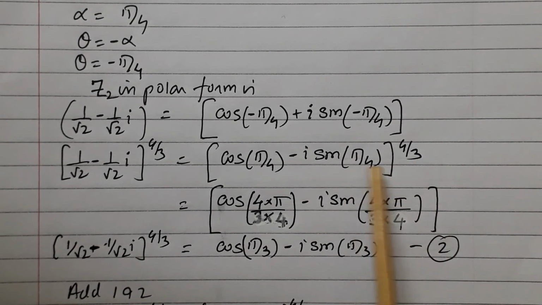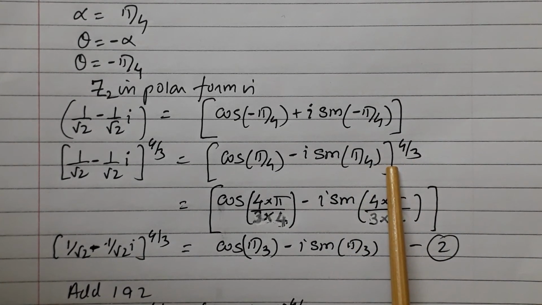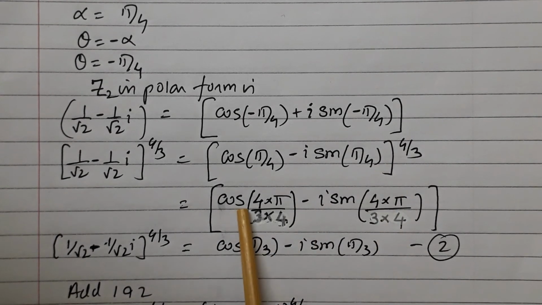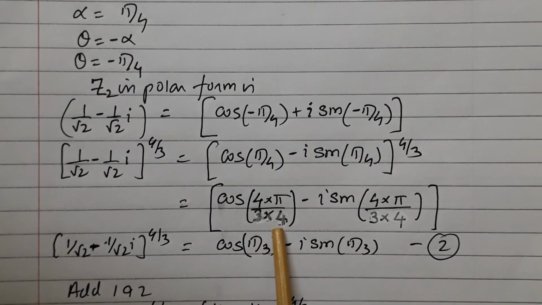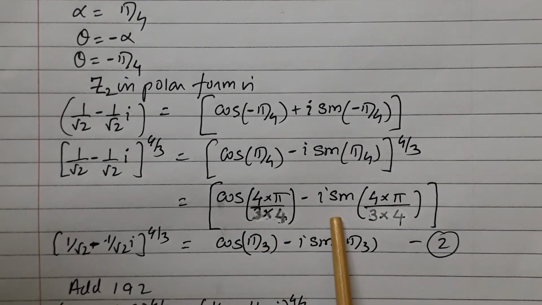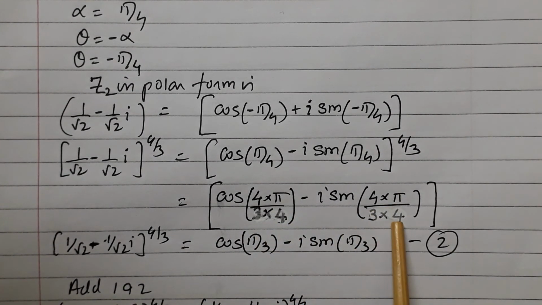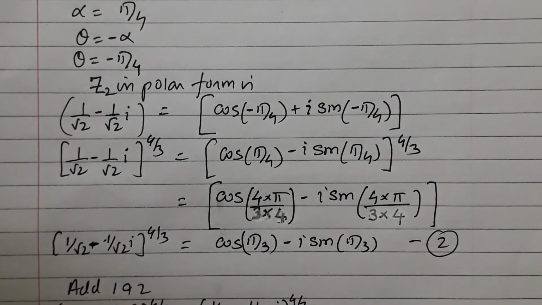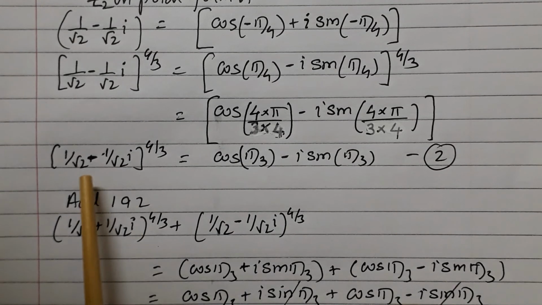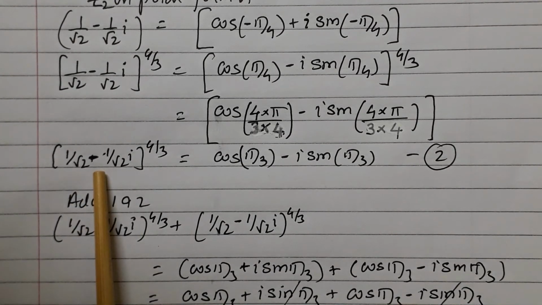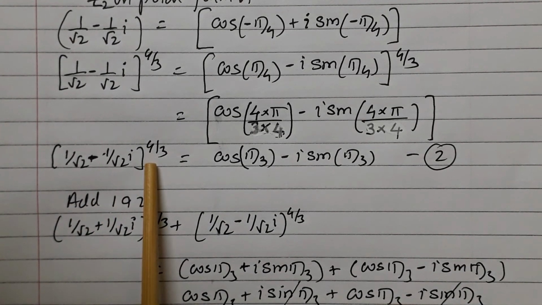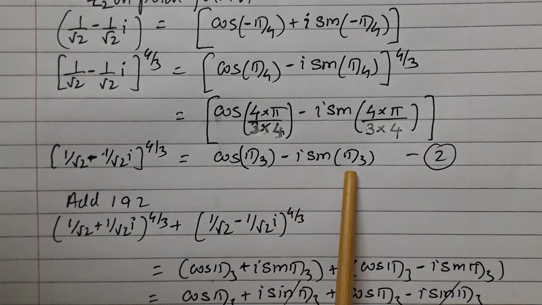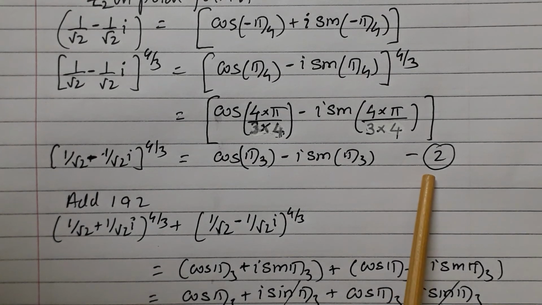Now expanding this, we make use of De Moivre's theorem. So applying De Moivre's theorem, we get cos 4 into pi upon 3 into 4 minus i sin 4 into pi upon 3 into 4. 4 and 4 would cancel out and we would get 1 by root 2 minus 1 by root 2 i the whole raised to 4 by 3 is cos pi by 3 minus i sin pi by 3, which we can call as equation 2.